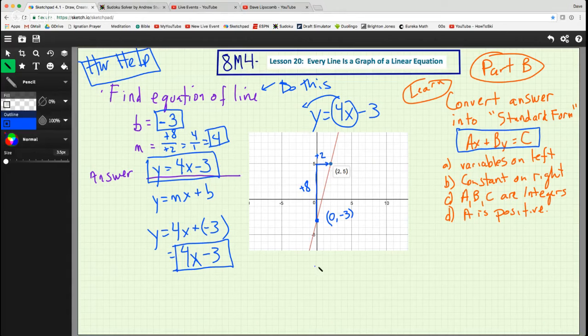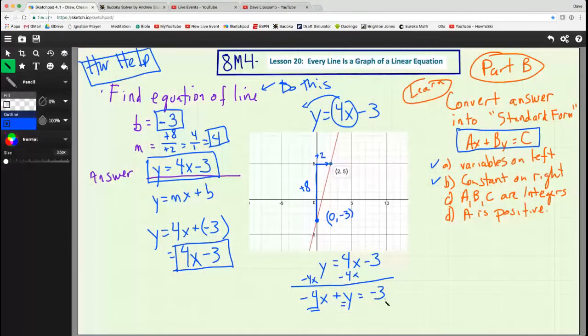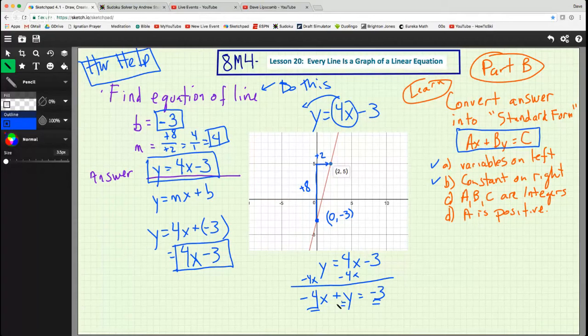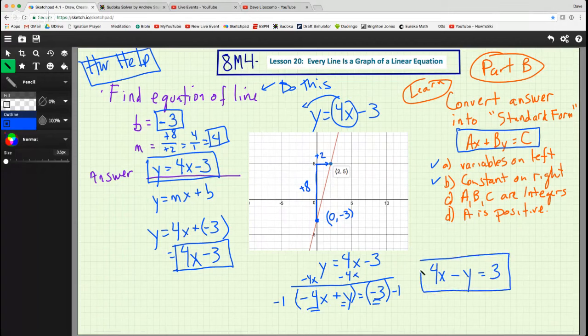Right? We want to get our variables on the left. So let's do that. So y equals 4x minus 3. So we subtract 4x, and we get negative 4x plus y equals negative 3. So that's our first step. Our constant is on the right, so we're okay with that. A, B, C are all integers, so we have an integer, which is a hidden 1, and we have a negative 3. All integers, we're good, but A has to be positive. So if you end up with our A being negative 4, we have to multiply both sides by negative 1. And that's how we're going to make our A be positive. So then after we multiply by negative 1, we flip our signs, 4x minus y equals 3. And that's our equation in standard form.